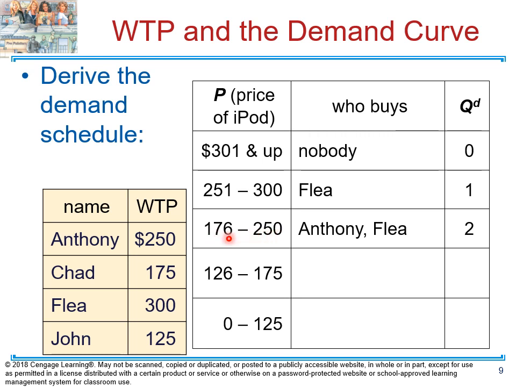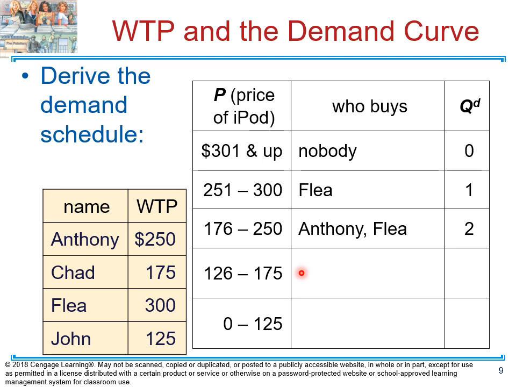The next person in line would be Chad. He's willing to pay 175 but not 176. So Anthony and Flea are the two that are going to buy the good, and the market quantity demanded is 2 units. We would call Anthony in this case the marginal buyer. So he's the buyer who would enter the market, who would buy that second, additional unit at that price range. He is the marginal buyer in this price range.